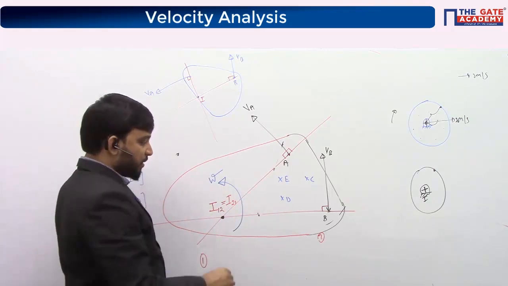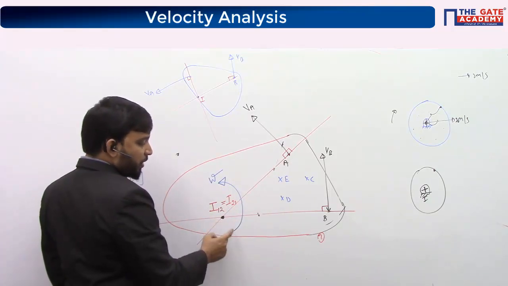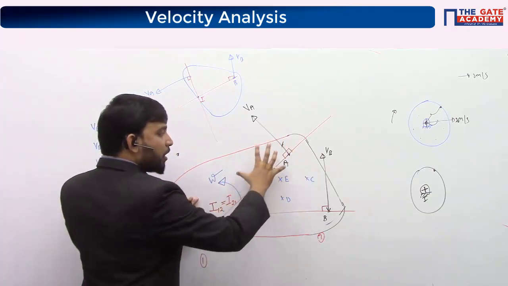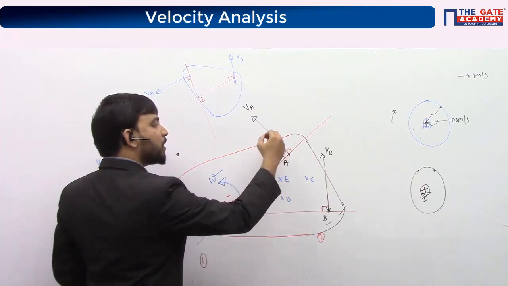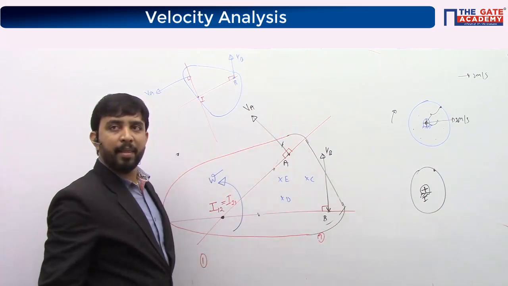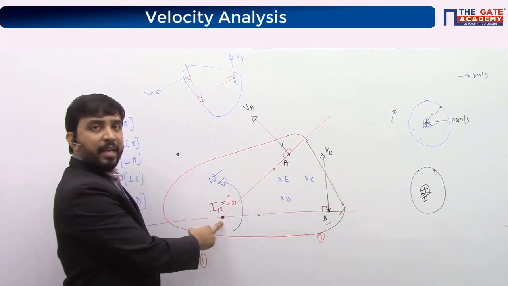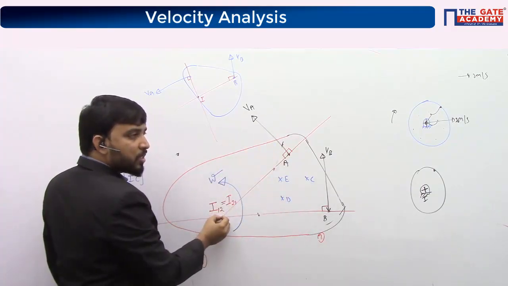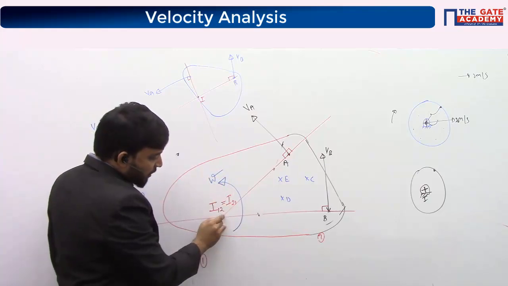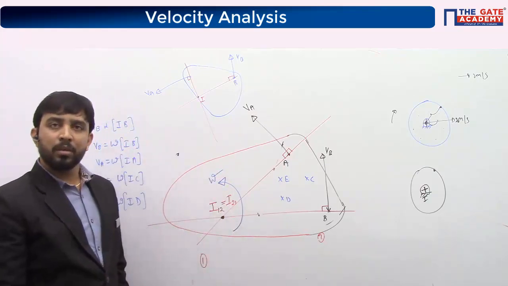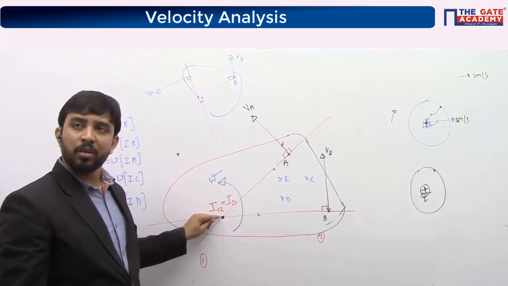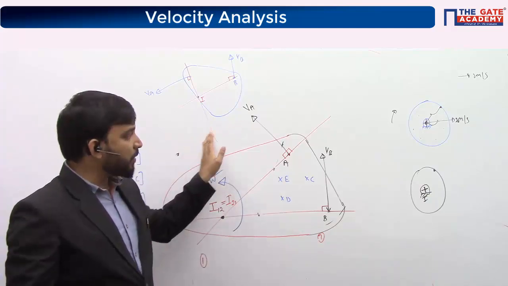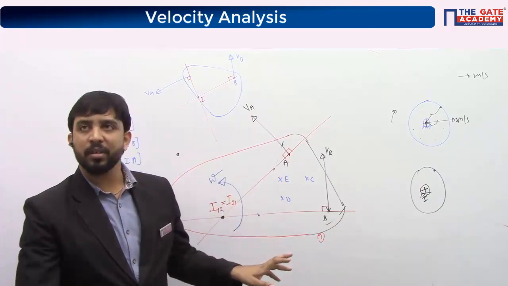So now I can say, if this is the center of rotation for the board and this body, then there are infinite numbers of points on this body. All the points on this body will have relative velocity with respect to their coincident points on the board, except this point. If I consider this point on the body, its velocity will be exactly the same as the velocity of the coincident point on the board. So what is the velocity of its coincident point on the board? 0. So the velocity of this point will also be 0 at this instant. If the board is moving with some velocity, this point will also have the same velocity.